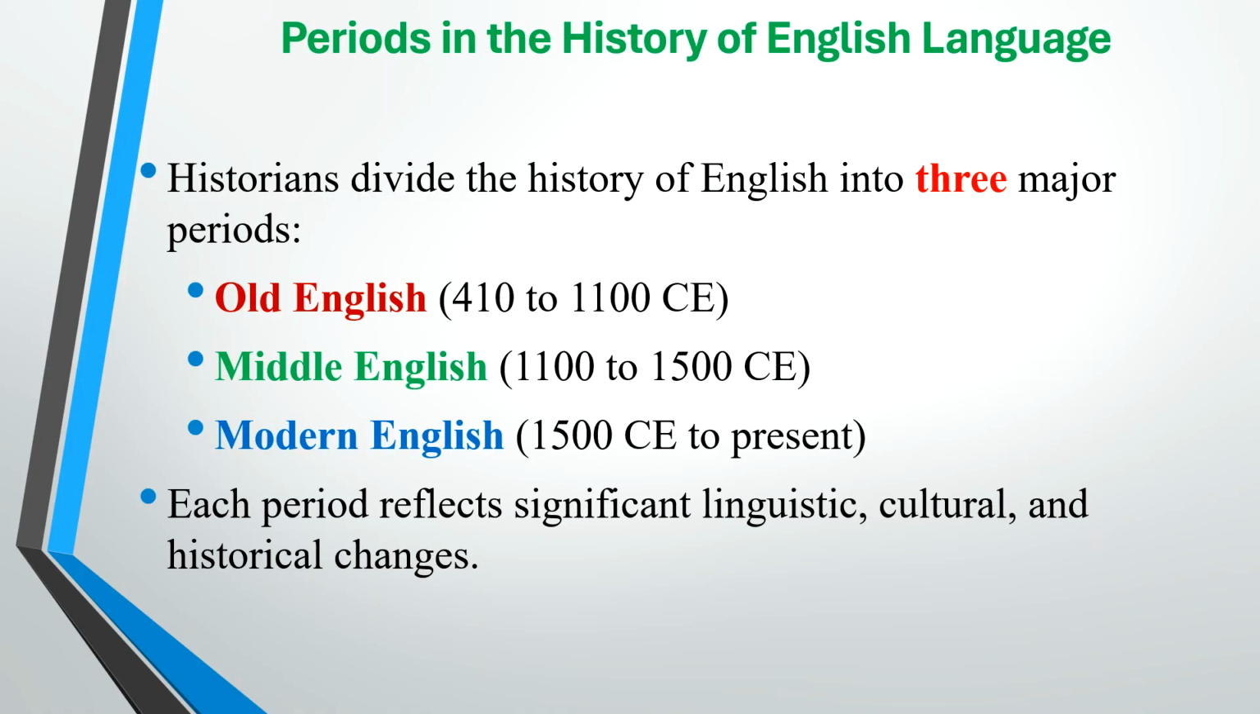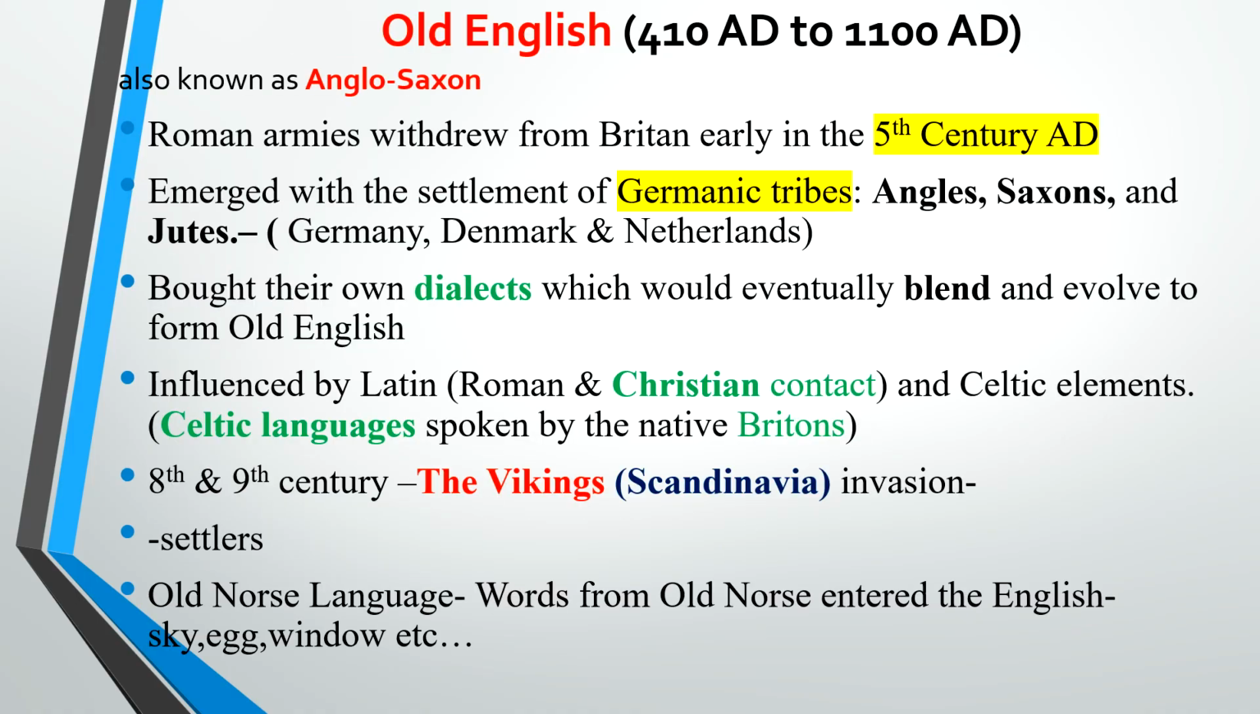Just now I have said that the English language is a Germanic language. It's a Germanic language at its core, and has undergone a fascinating evolution shaped by various historical, linguistic, and cultural changes over many centuries. So historians divide the history of English language into three major periods. They are Old English, Middle English, and Modern English. So let's discuss the Old English period.